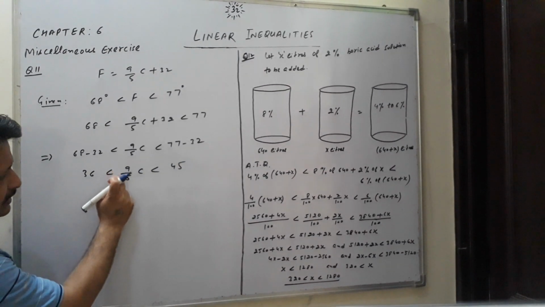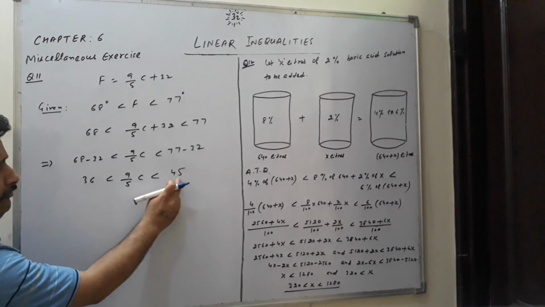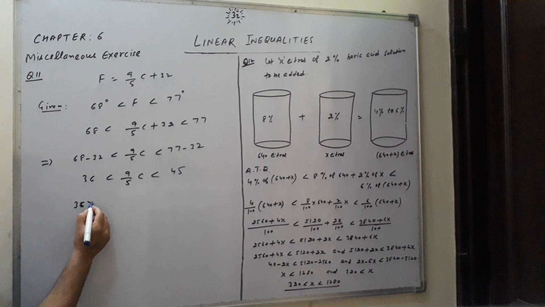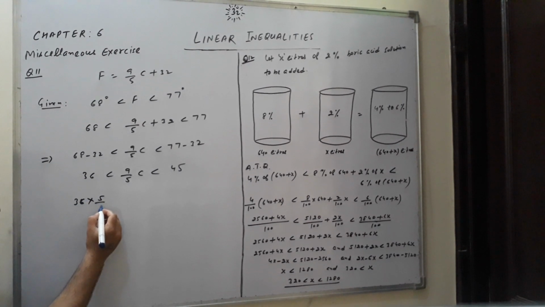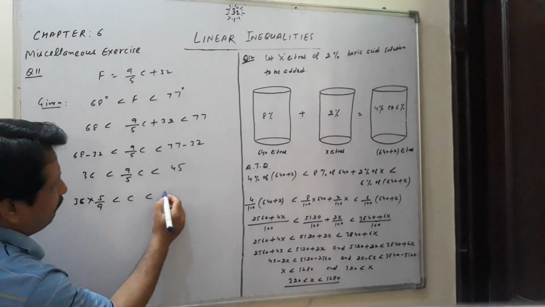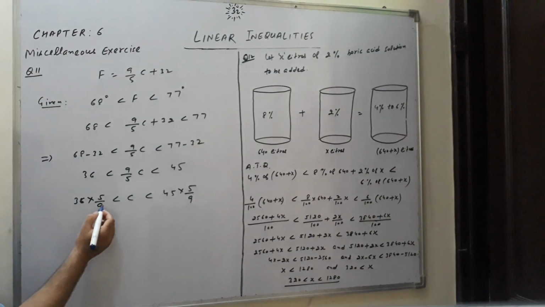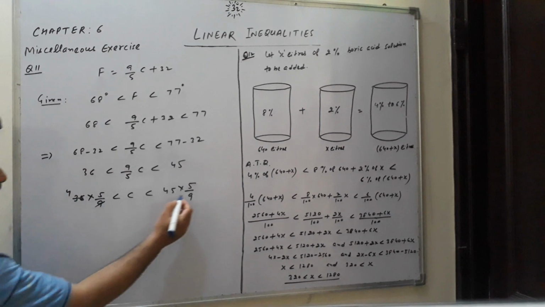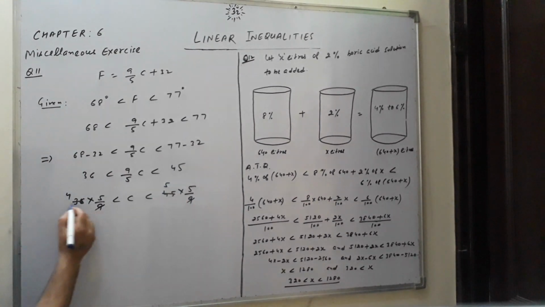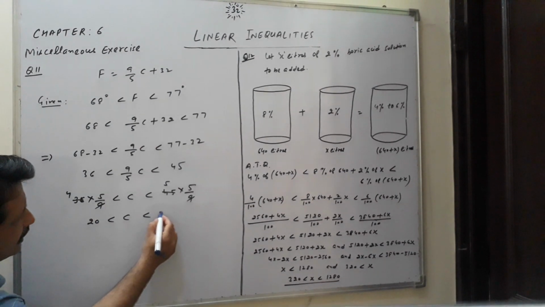Now we have to remove this 9/5 from here. So we will multiply 36 and 45 by 5/9. So we get 36 multiplied by 5/9 < C < 45 multiplied by 5/9. So 9 4s are 36, 9 5s are 45, so it will come as 5 4s are 20 < C < 25.